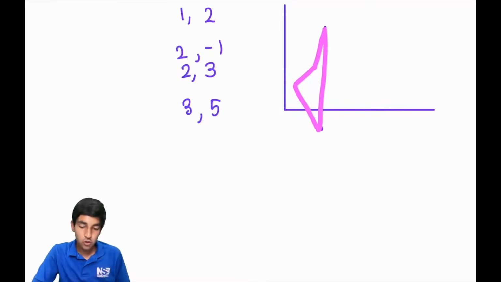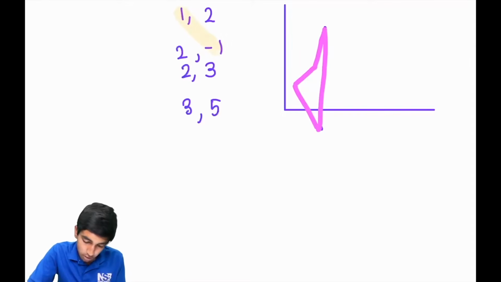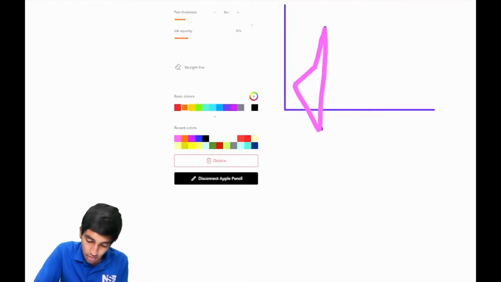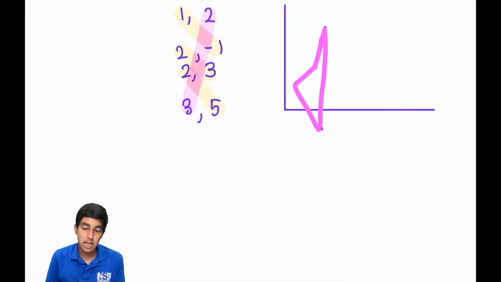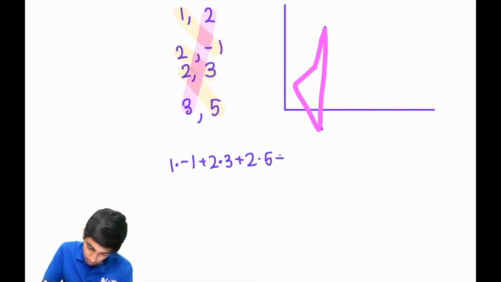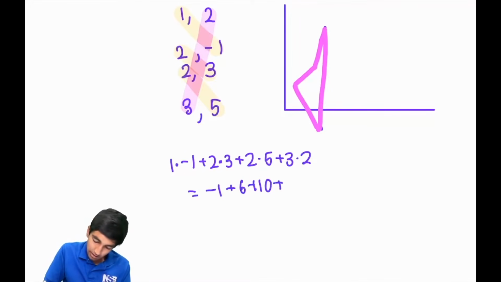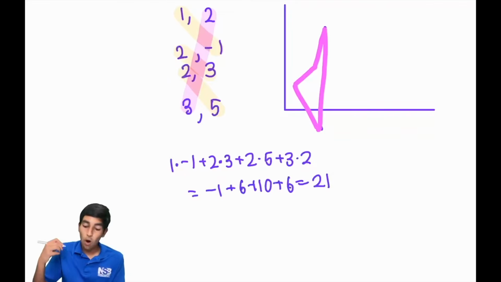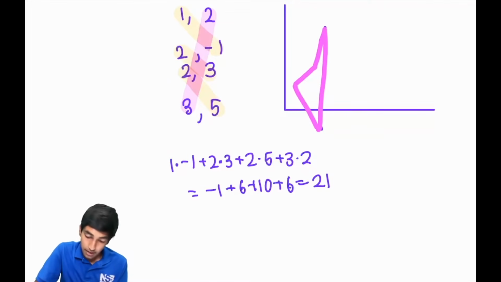And now this is where the shoelace part kicks in. So what we're going to do is first multiply these two numbers, then multiply these two numbers, then these two numbers, and then these two numbers at the end. So 1 times -1 plus 2 times 3 plus 2 times 5 plus 3 times 2. -1 plus 6 plus 10 plus 6, that is 21. Now that's our first sum, let's call it our first value.